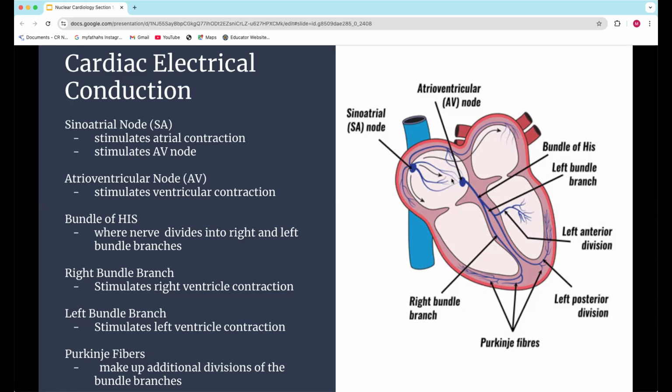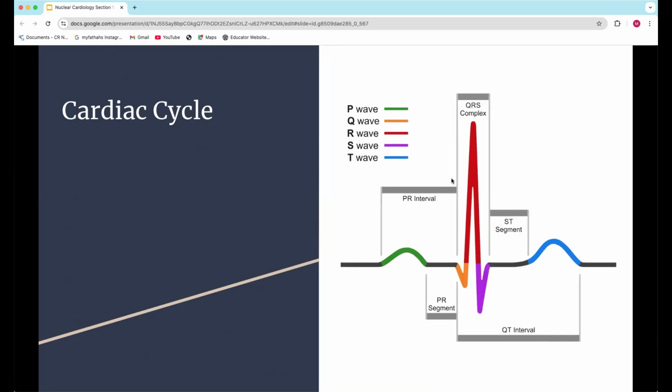So what I want to get to now is to take that and translate it into what you're looking at on an EKG. We want to look at what we call the cardiac cycle, and this is what you're looking at when you look at an EKG. These are the waves that represent what's going on in the heart. It starts with the P wave, which is this first one, the green. I don't know why they started with P. That's just what they did. But anyway, you have P, Q, R, S, and T that we're going to be looking at.